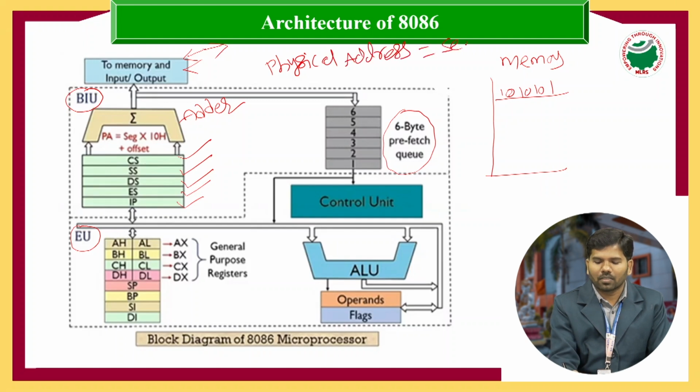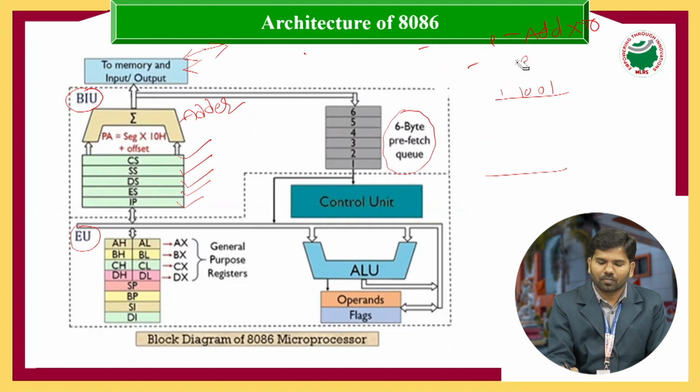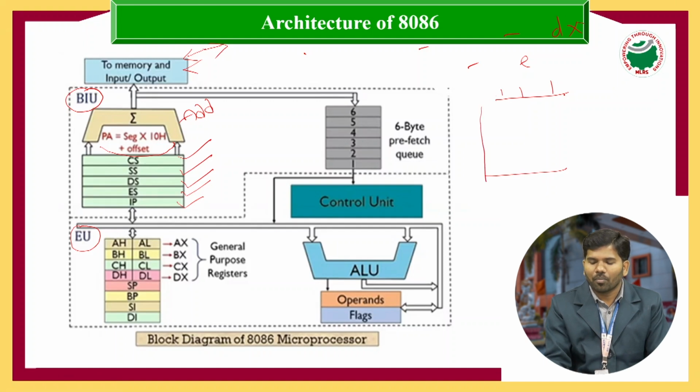The physical address is equal to segment address into 10 plus offset address. So here the physical address is segment address into 10 plus offset address. Using this physical address, the bus interface unit will fetch the instructions from the memory.